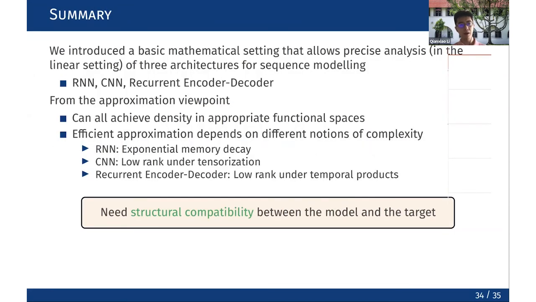So to summarize, what we talked about today was some basic mathematical setting that allows us to precisely analyze how these architectures are different from one another and when you should use what, right? So from the approximation viewpoint, what we can show is that although all of them are dense in appropriate functional spaces, RNN specializes at exponentially decaying memory structures. CNN specializes in low rank structures on some tensorization procedure. And the recurrent encoder-decoder I skipped, they have some low rank structure under temporal products. And if my target has each of these properties, then we should use that particular model.